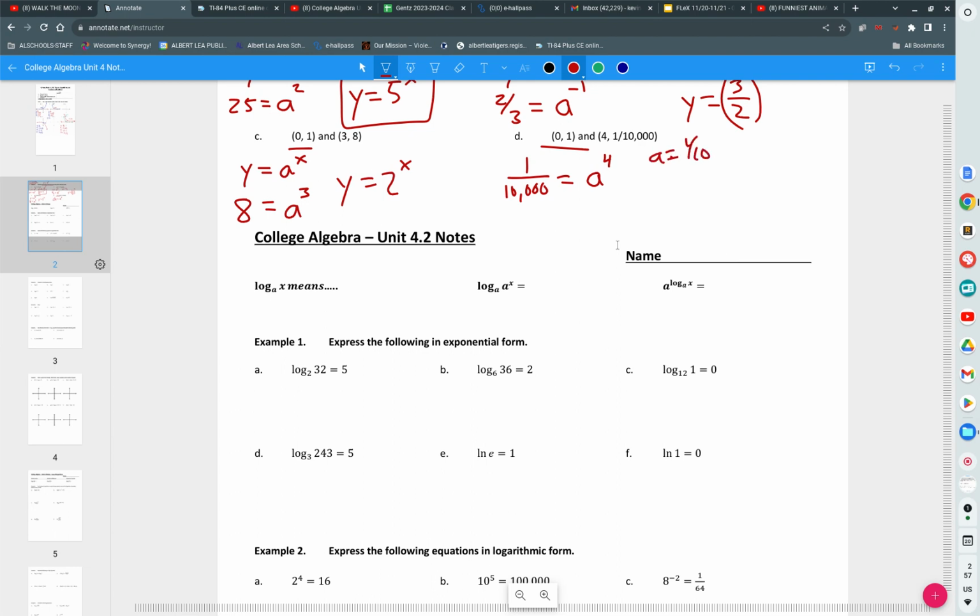There are two ways to write this. You could write y is equal to 1/10 raised to the x power. Notice that 1/10 is the same thing as 10 to the -1. So you could also write it as y equals 10 to the -x. Those are the same, however you want to write them. Okay, and that's that. I will make sure that I have these answer keys posted before you head off.